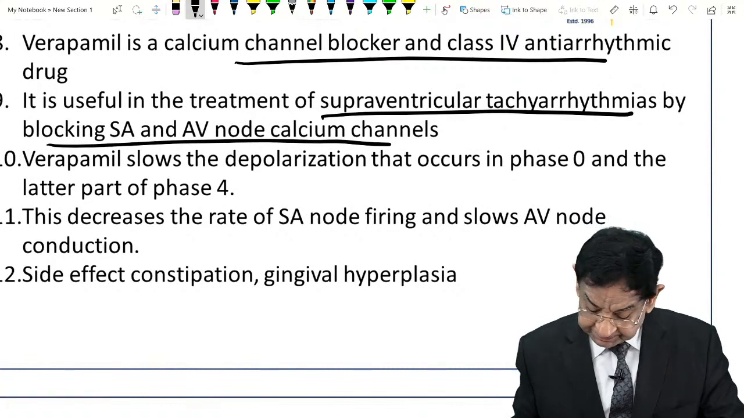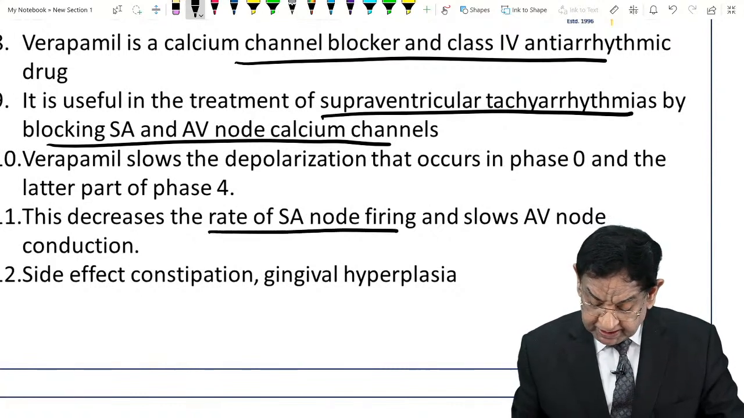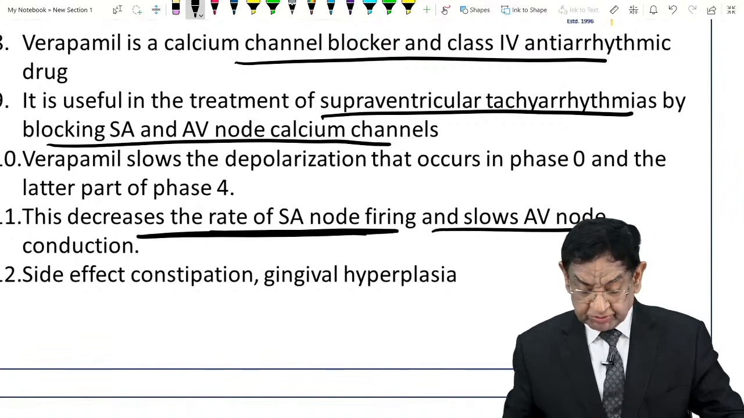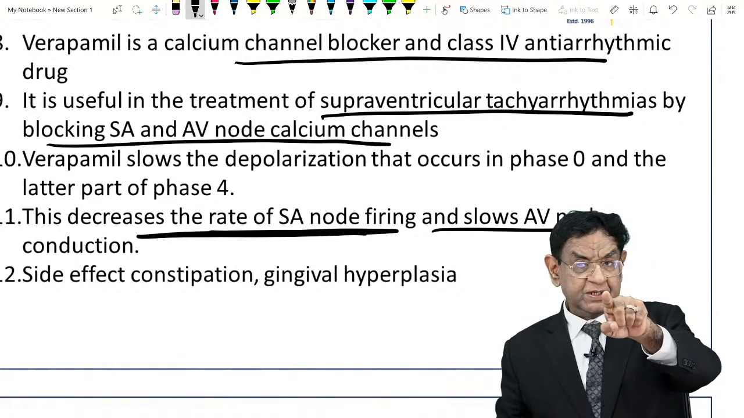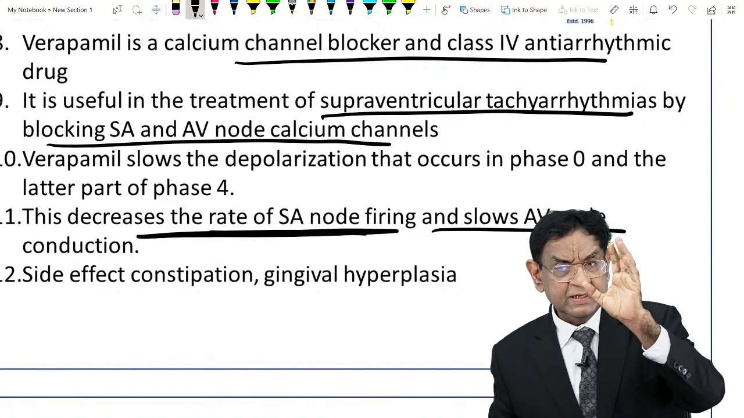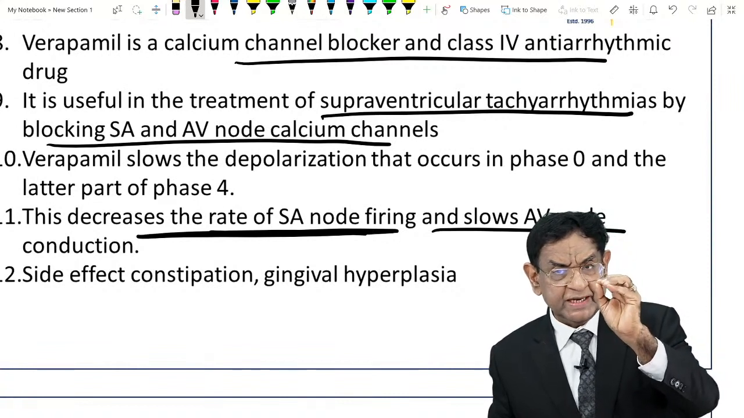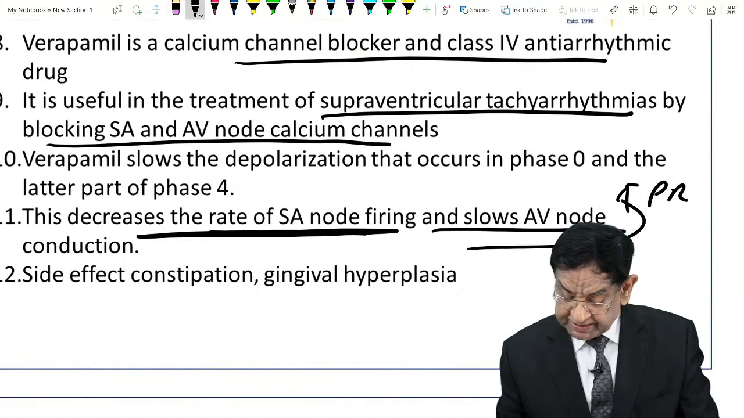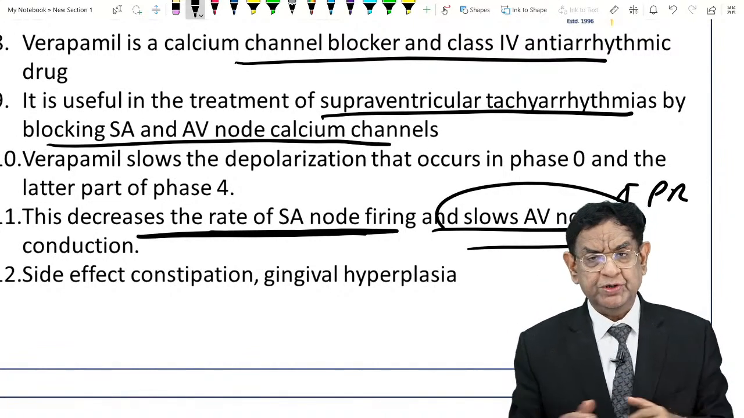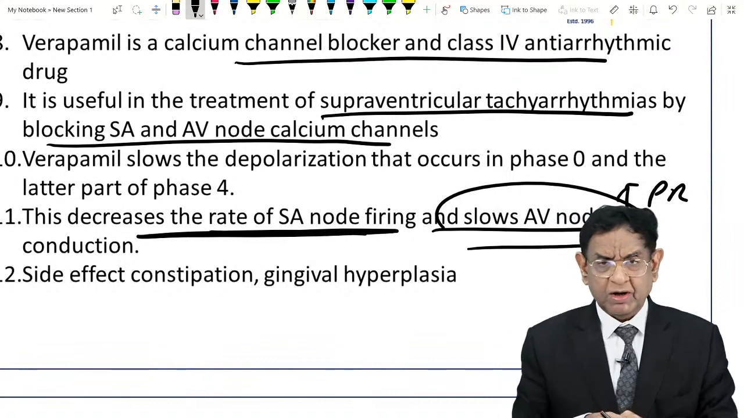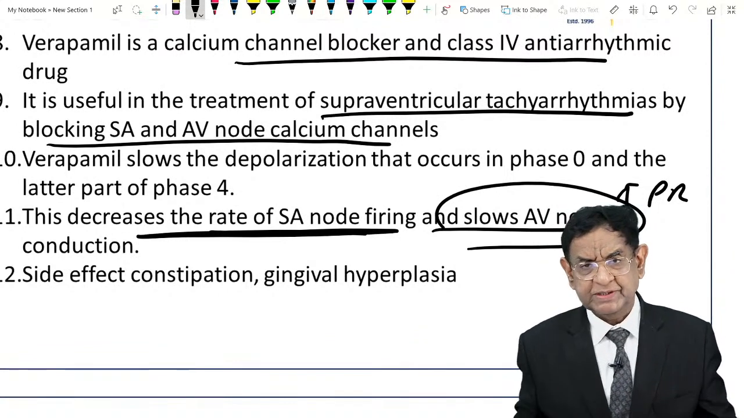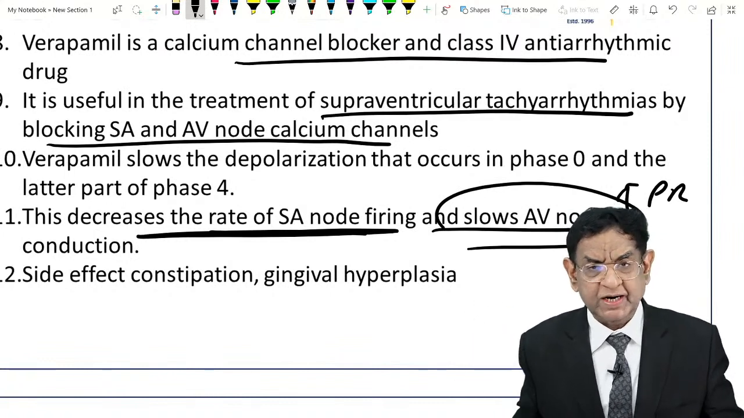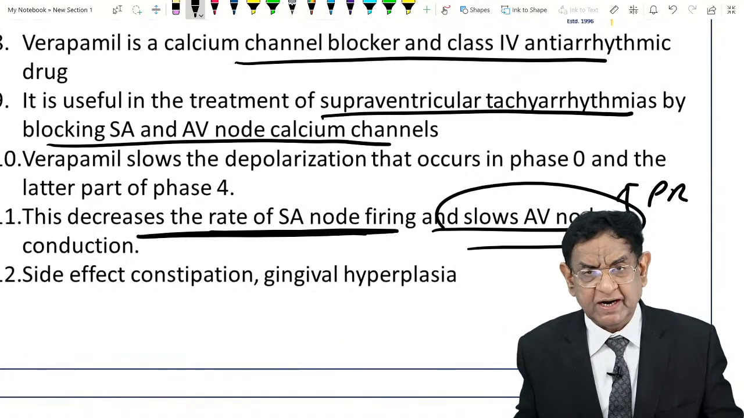That's the reason. They slow down the SA node firing, and they also slow down the AV conduction. That's why they lead to a prolonged PR interval also. The basic concept, you know, is that anything which blocks the AV node is going to cause an increased PR interval. So now you understood why they are a very good drug to be used in supraventricular tachycardia.